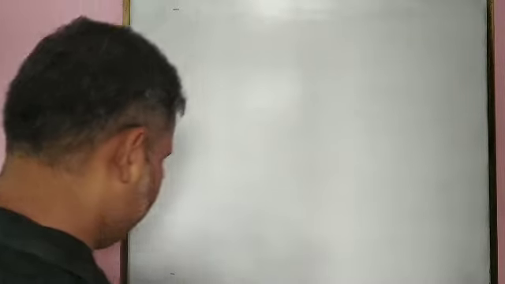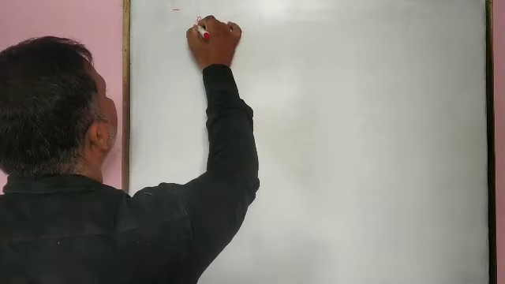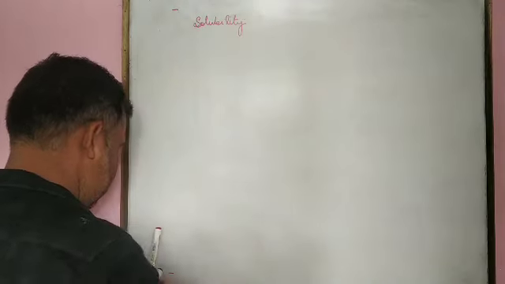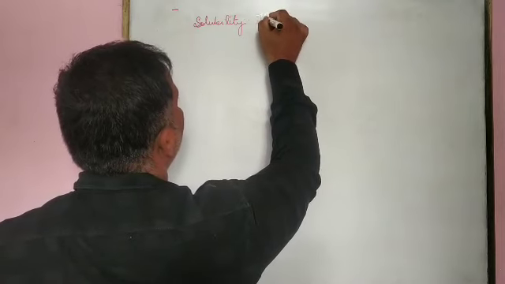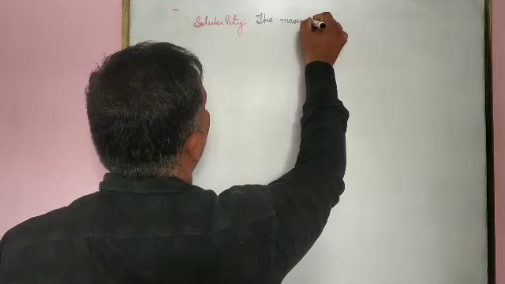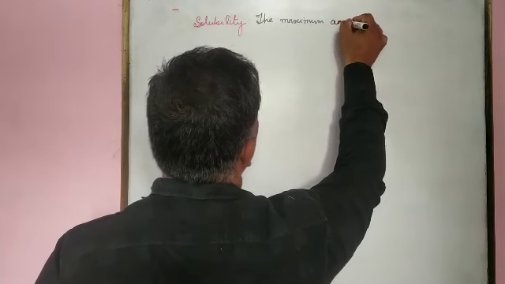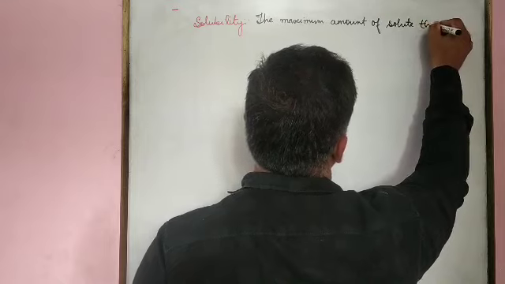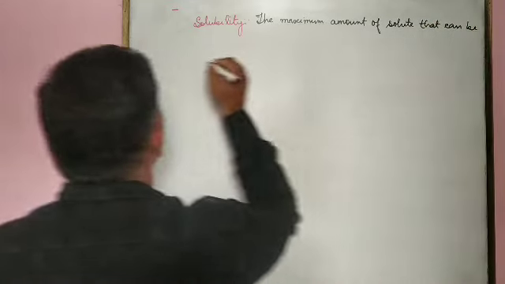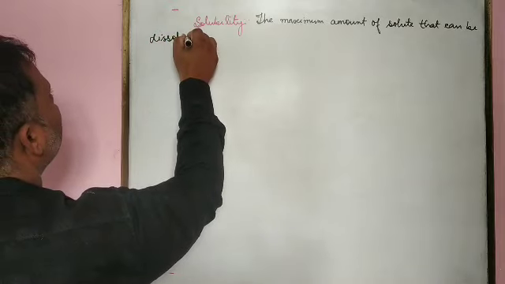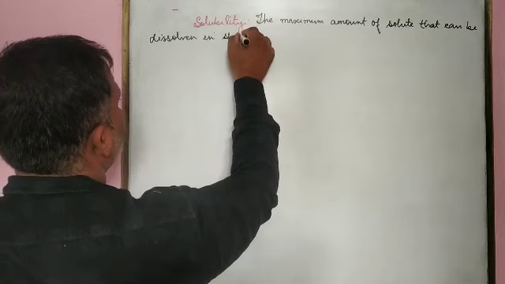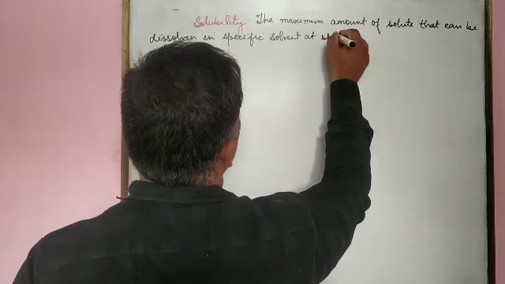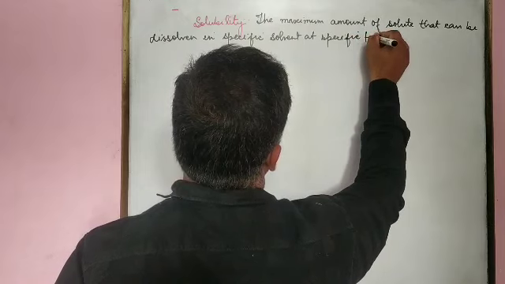Let us define it. Solubility: the maximum amount of solute that can be dissolved in a specific solvent at a specific temperature.